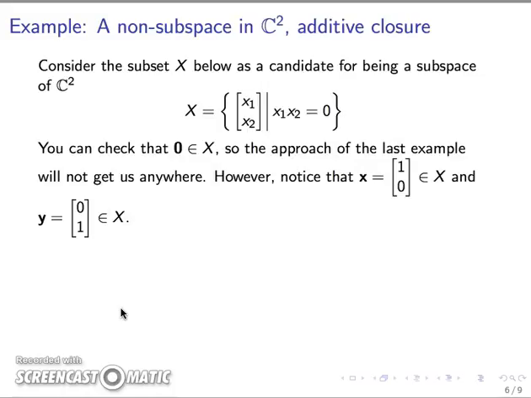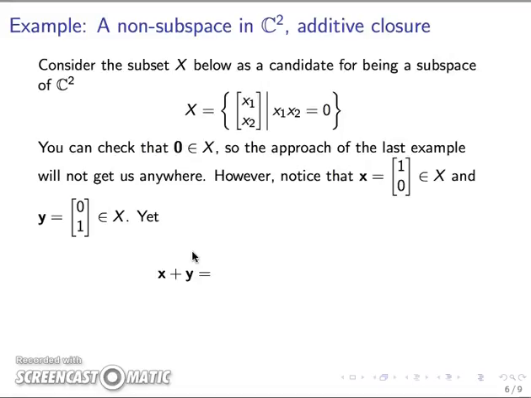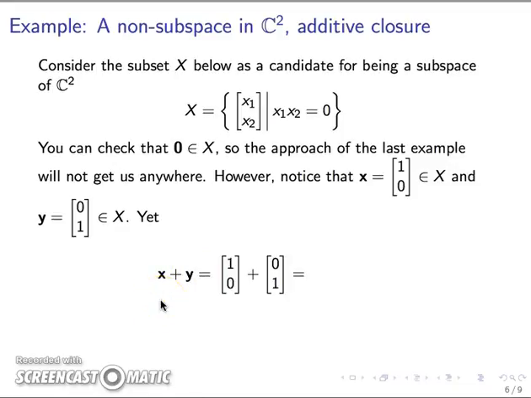Suppose we select two specific vectors in X, and these vectors are x and y here: x with entries 1, 0, and y with entries 0, 1. Now let's check the sum x plus y. This x plus y is a new vector, and this vector will have entries 1, 1. And so we can easily see that this x plus y is not a member of X because the entries of the new vector do not satisfy the constraint.